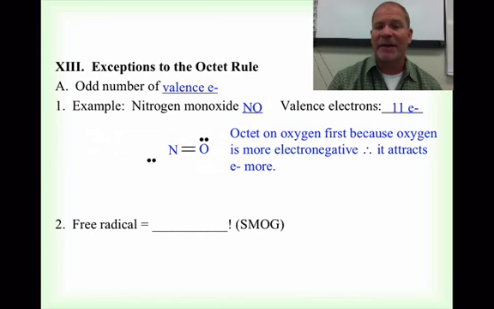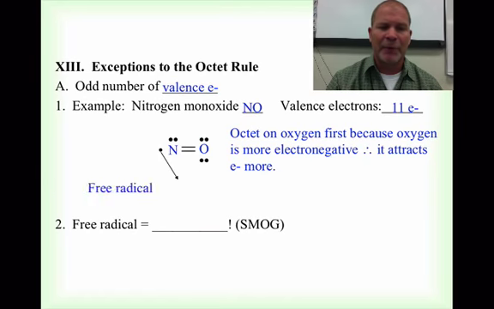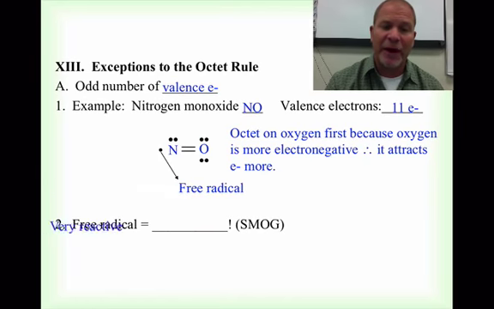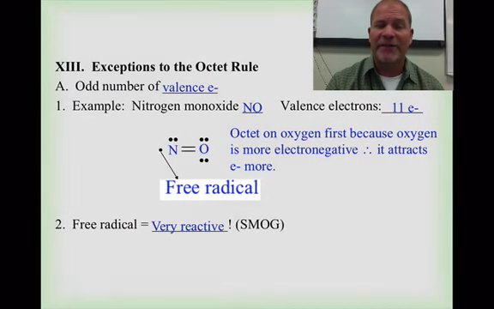And oxygen says, you know what, I'm going to get my 8. Nitrogen, you can have the remaining. So nitrogen gets the remaining. Now nitrogen has an odd number here, and this is our odd number of valence electrons. Now it's important to know a little term here. What is that odd number? That odd number is called a free radical, and free radicals are very reactive, found in smog.